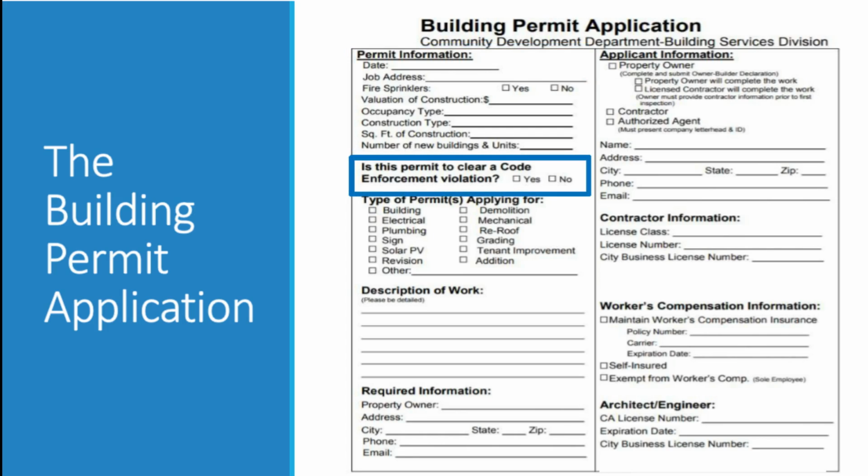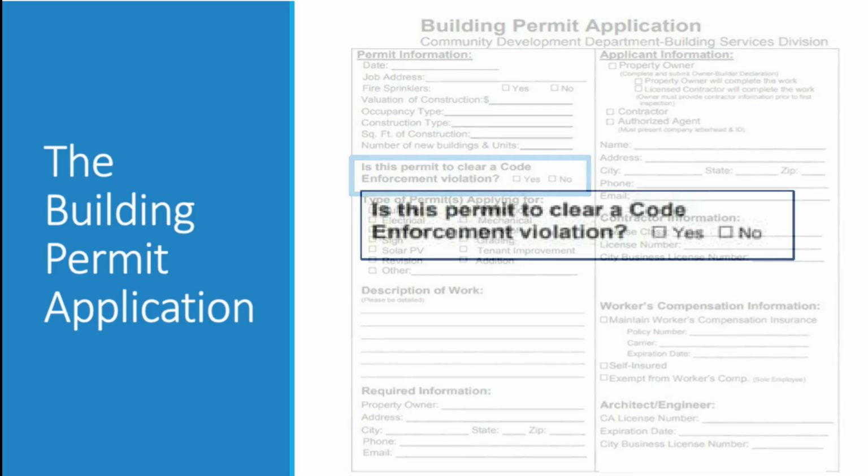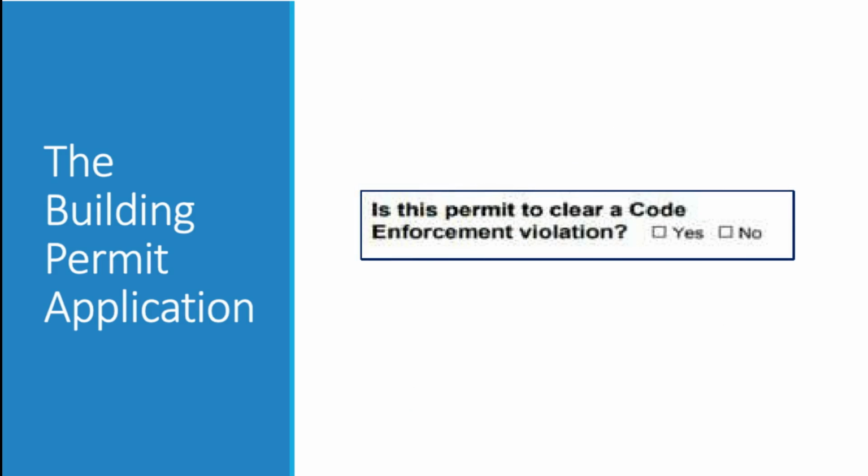On this area, the building department is asking if the building permit application that is being submitted is to clear a violation, such as in the case where a stop work notice is issued for construction without the benefit of a building permit and inspections. Again, we will cover building permits to clear violations on an upcoming video. In this case, we are not submitting a building permit application to clear a violation.